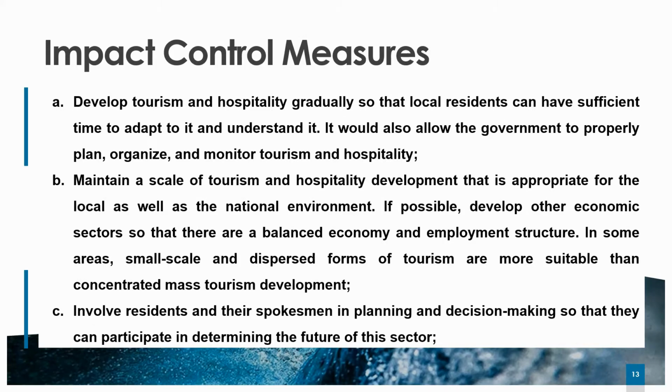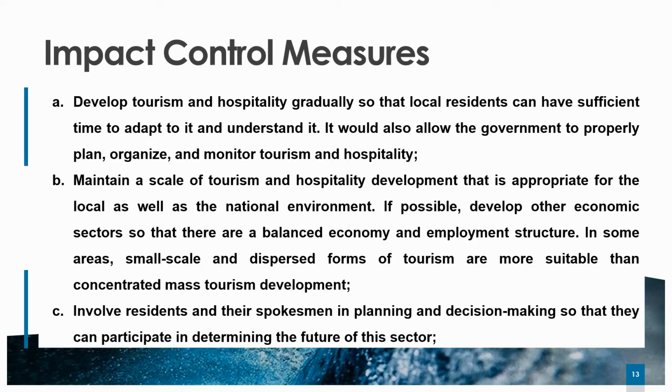So, there are a number of ways to maximize the benefits of tourism and hospitality to the destination area. According to Edward Inskip in 1991, a consultant for the United Nations World Tourism Organization, he suggested the following impact control measures. First is develop tourism and hospitality gradually so that local residents can have sufficient time to adapt to it and understand it. It would also allow the government to properly plan, organize, and monitor tourism and hospitality.